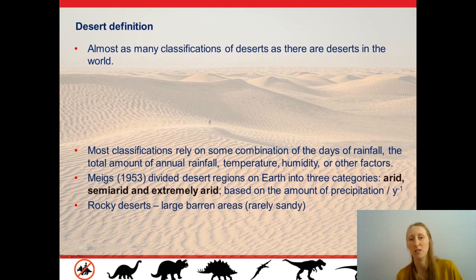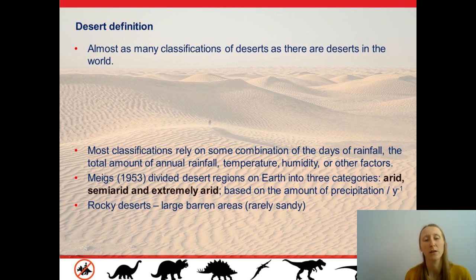Well, there are many classifications for deserts because there are lots and lots of deserts within the world. Obviously, we have our glacial deserts and our hot, arid Sahara desert. When you think of desert, think of sand. Because we have many desert types, we have many classifications, which rely on rainfall, temperature, humidity, the amount of clouds you get, everything. Meigs in 1953 divided deserts into three categories, arid, semi-arid, and extremely arid, which is based on the amount of precipitation that we get. That's the most widely used definition of a desert.